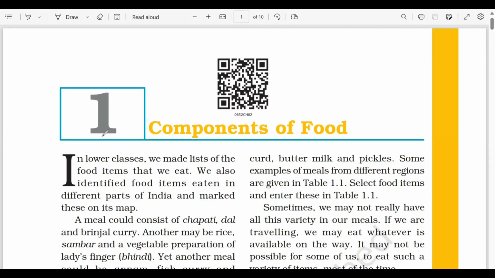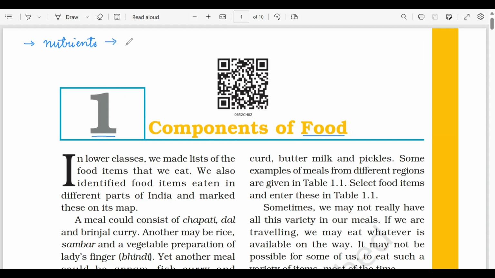So today we are going to start with chapter 1, that is components of food. So इस chapter में हम लोग different components of food को पढ़ने वाले. So हमारे food में different nutrients present होते हैं. So we are going to learn about the different nutrients present in the food.